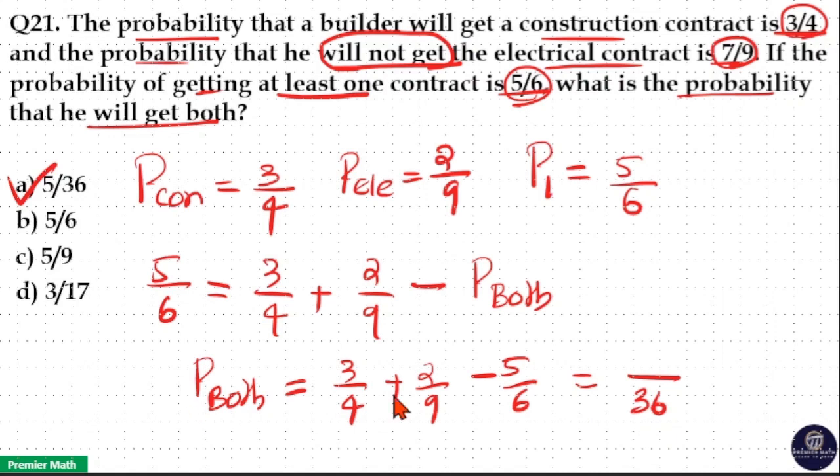Here LCM 36 means 4 goes 9 times in 36. So 9 into 3 is equal to 27, plus 9 goes 4 times in 36, so 4 into 2 is equal to 8, minus 6 goes 6 times in 36, so 6 into 5 is equal to 30. So the answer is 5 by 36. So option A is your answer.